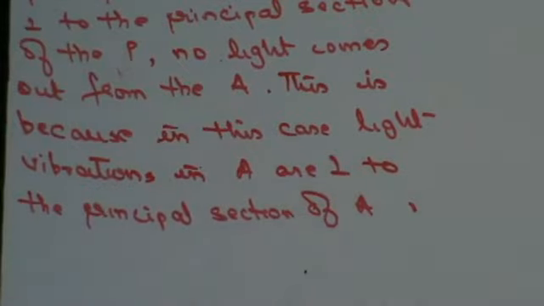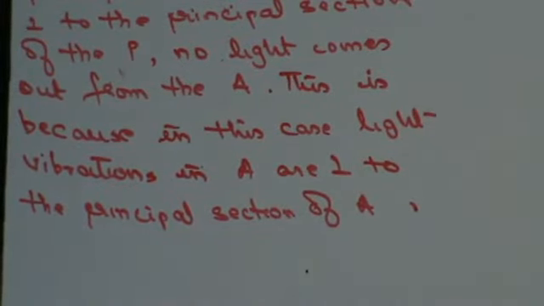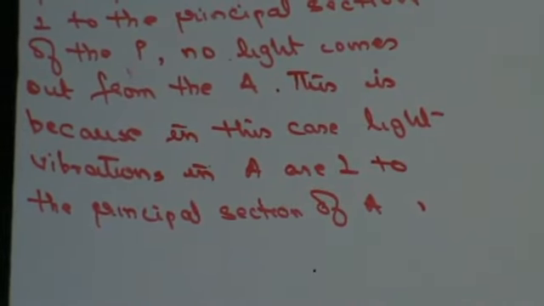In simple language, the light that was coming out from the polarizer was polarized in a particular direction. So it will pass through the analyzer if the principal section of the analyzer is in the same direction. If I make it perpendicular, then the direction in which light is polarized and the direction in which the analyzer would allow light to pass are not the same, and therefore no light would pass through the analyzer. So this is how you use a Nicol prism as an analyzer.